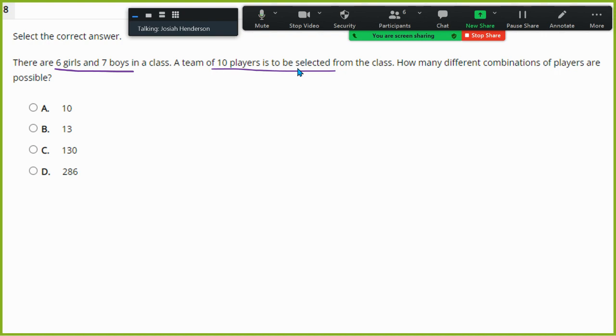Any ideas? Can you type any of your thoughts or ideas on that in the chat? Larger group, smaller group. No ideas? Okay, start at the beginning again. There are 6 girls and 7 boys in the class. So how many people is that in the class right now? How many people total are in the class, girls and boys together?